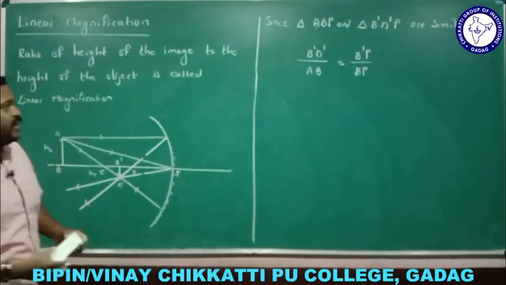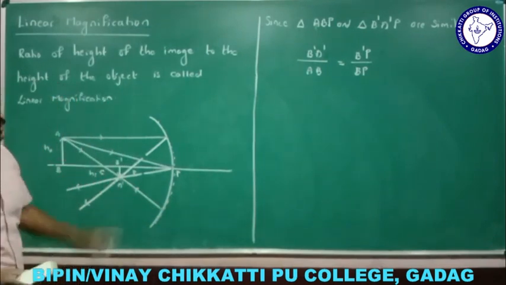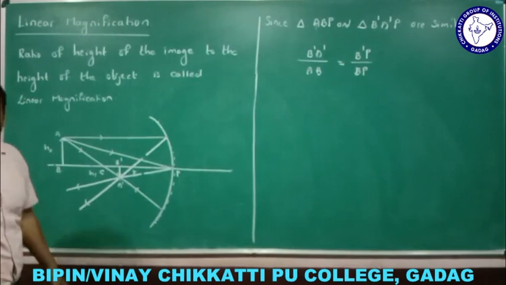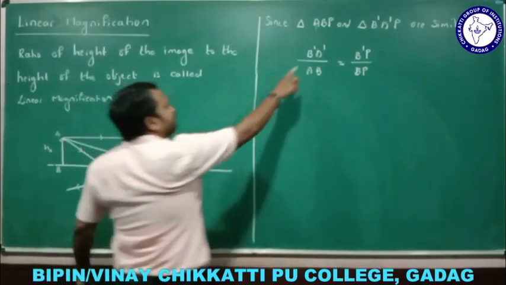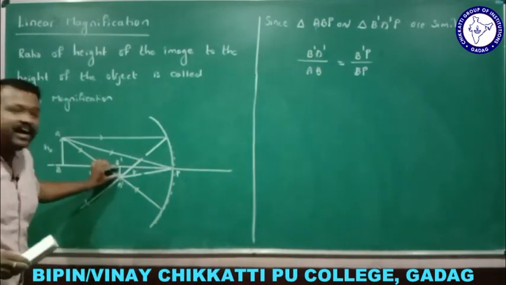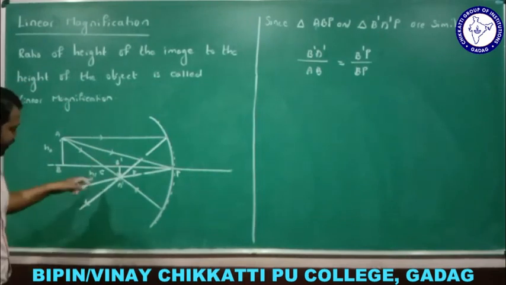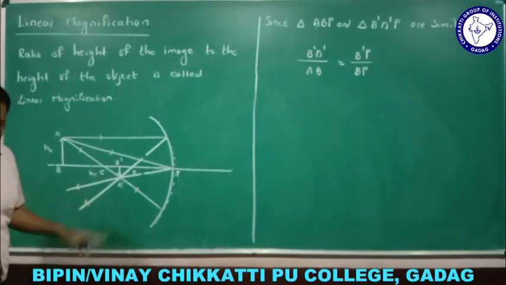Come on, tell me now here. Shall I take it like this? B dash A dash divided by AB is equal to B dash P divided by BP. Okay, come on, tell me. What is B dash A dash? B dash A dash is the height of the image. How do they represent the height of the image? HI.